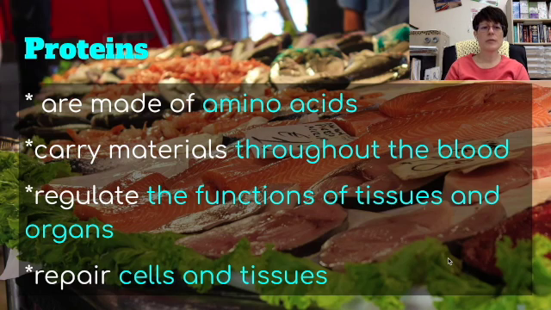Also, proteins. These are made of what we call amino acids. Amino acids contain nitrogen. They carry materials throughout the blood. They regulate the functions of tissues and organs, and they repair cells and tissues. Our muscles are made up of protein. Our hair is protein. They cause the structure of a lot of our body. So, proteins are really essential.